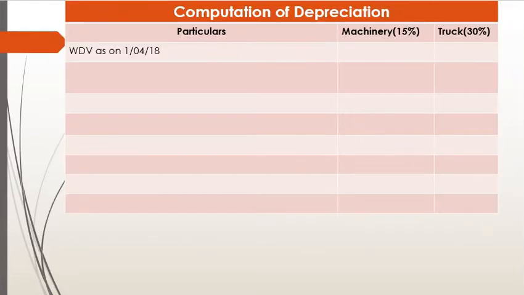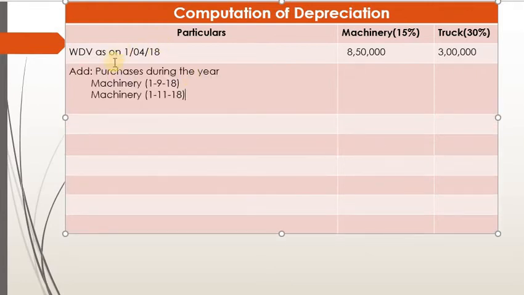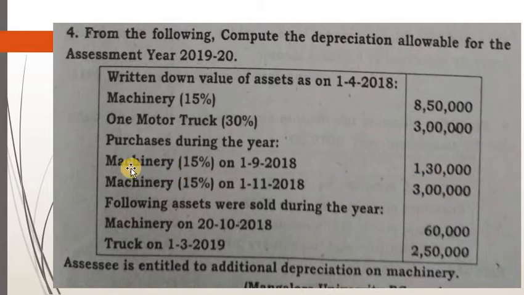This is the format, computation of depreciation. Particulars I have already written here, machinery, then truck. Let us write down the written down value as on 1/4/2018. The written down value of machinery is 8,50,000, then of truck is 3 lakh. Now let's see whether there are any purchases during the year. Add purchases during the year. There are two assets which were purchased during the year, that is machinery and again machinery only. They have given the dates. Let's write the amount in the machinery column. The first asset was purchased for 1,30,000 and the second machinery was purchased for 3 lakh.